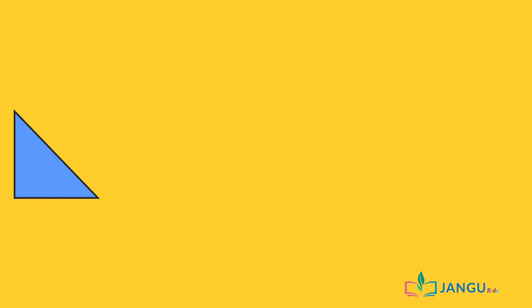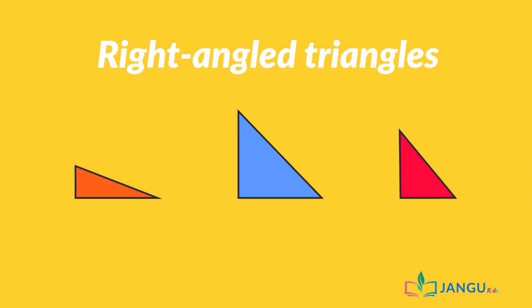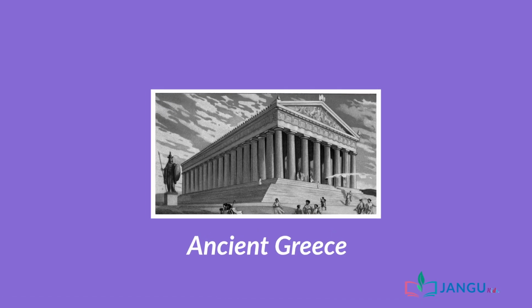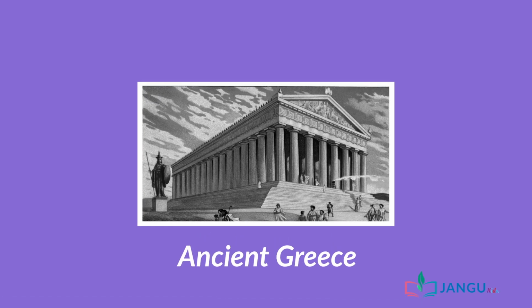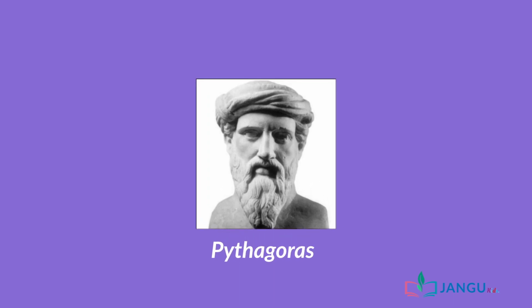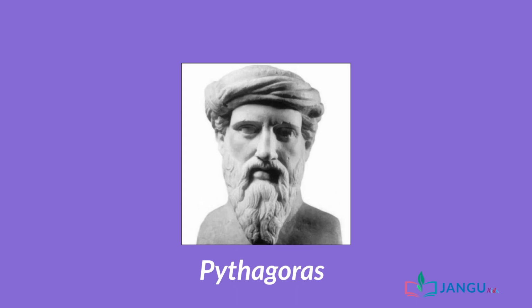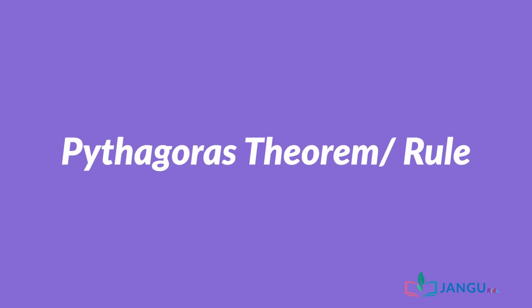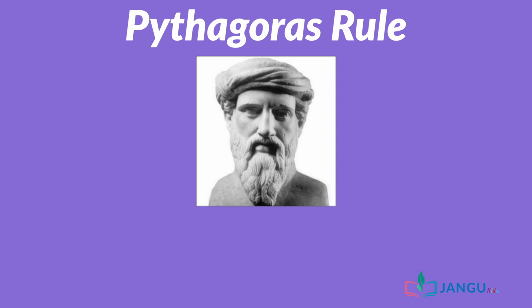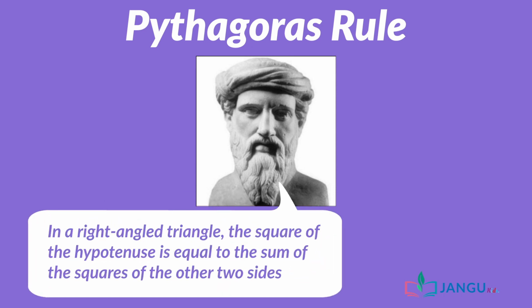In Primary 5, you learnt about right-angled triangles. Now, let me tell you some more about these triangles. Over 2,000 years ago, a Greek mathematician named Pythagoras made a great discovery about right-angled triangles. This discovery was named Pythagoras' theorem. The Pythagoras rule states that in a right-angled triangle, the square of the hypotenuse is equal to the sum of the squares of the other two sides.